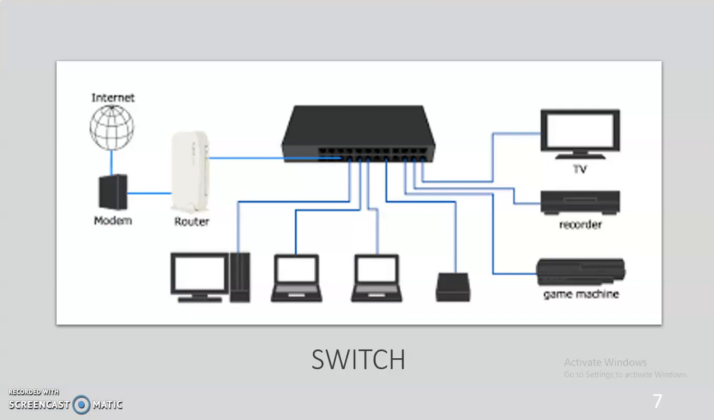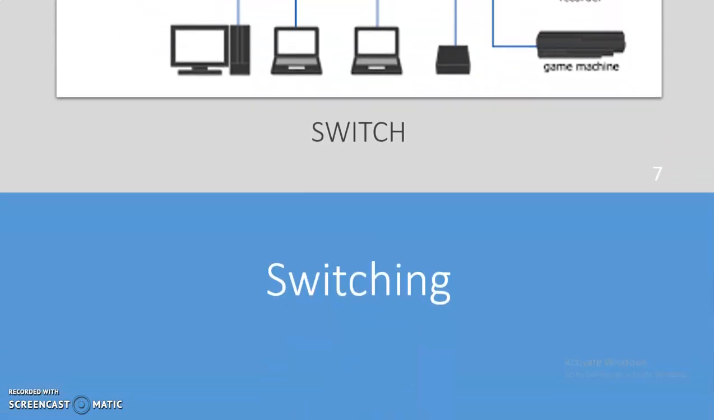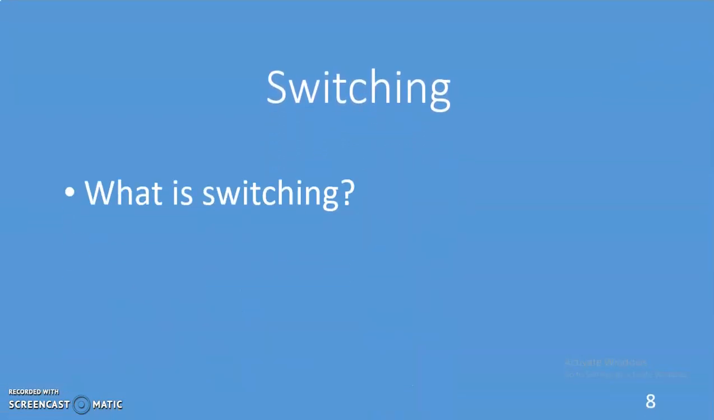First of all, what is switching? A switch is intermediary hardware or software that links devices together temporarily. What is switching? Switching is a method in which communication between devices are connected to one another efficiently.